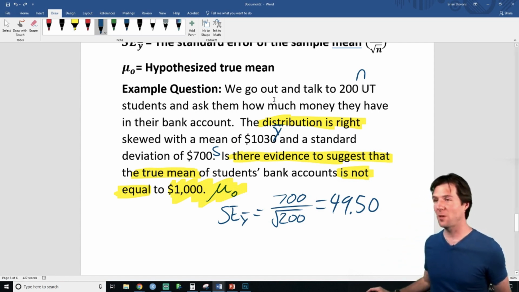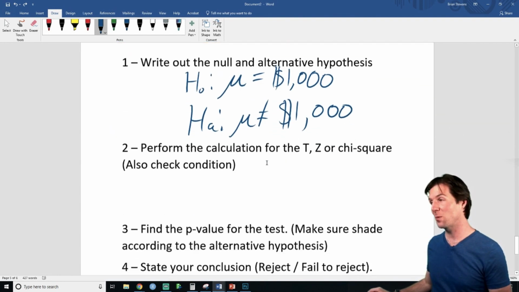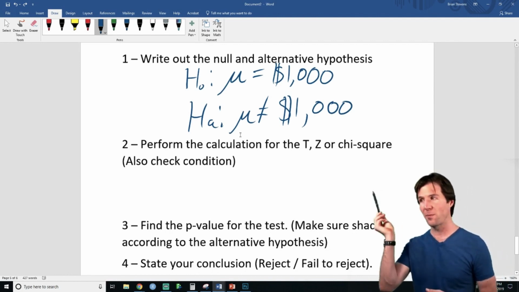We should talk to random people. You don't want to just go talk to the first 200 people. That would be a convenience sample. So oops. And if on the test it doesn't say random, it probably means you failed the condition. We're usually more careful. These are just questions off the top of my head.